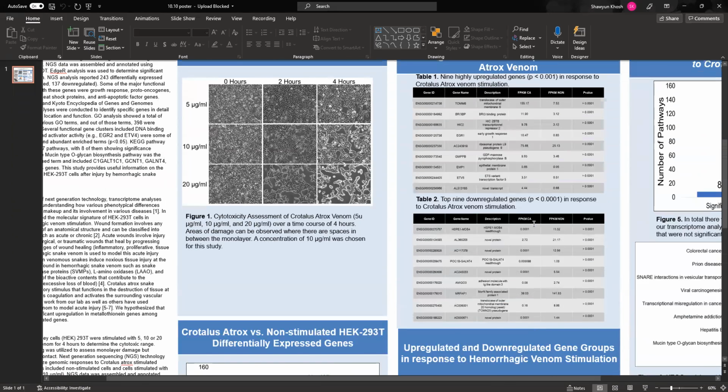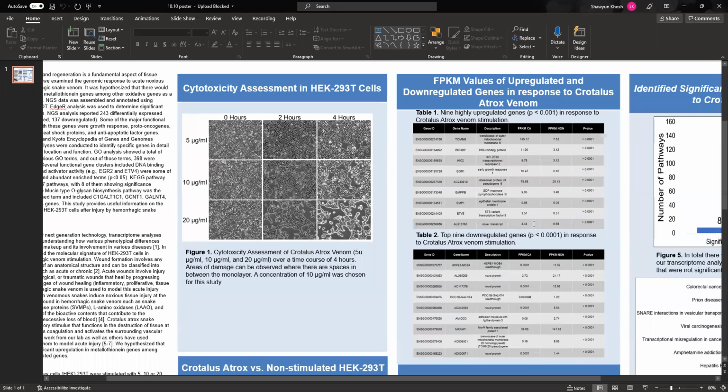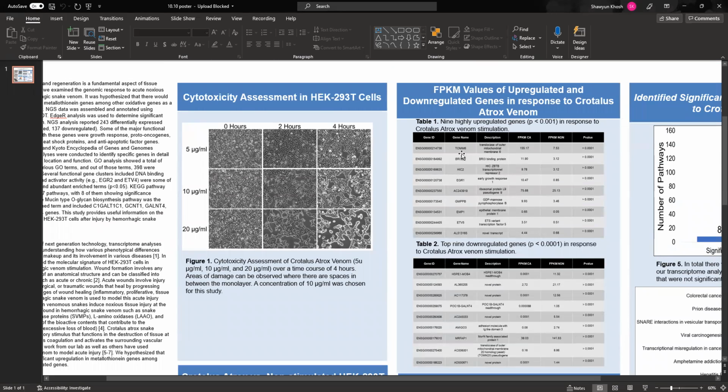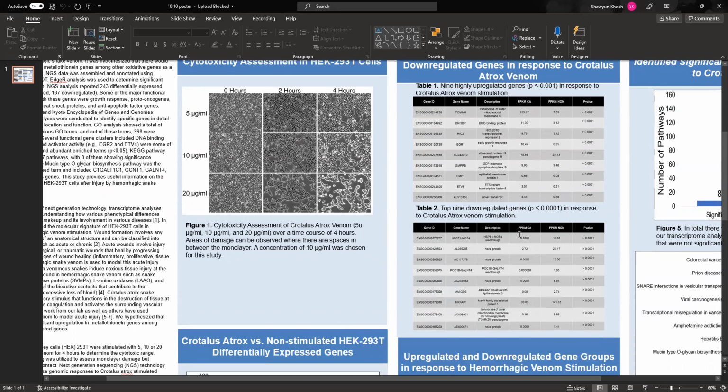And over here, we outlined the 9 most significant upregulated genes in response to our treatment, as well as the 9 most significant downregulated genes. These gene groups included those involved in early growth response, heat resistance, apoptosis, and the regulation of zinc.